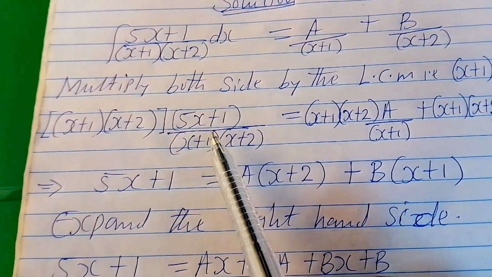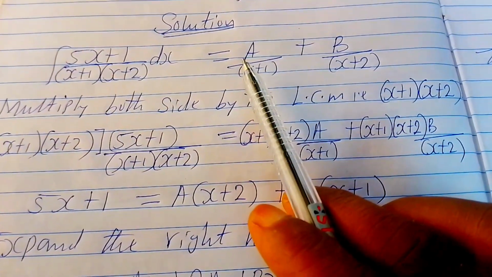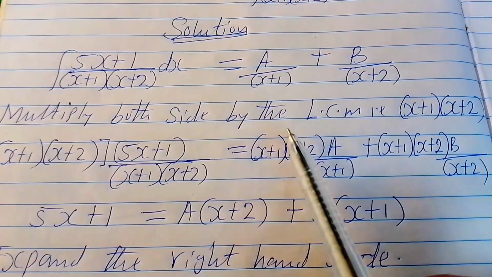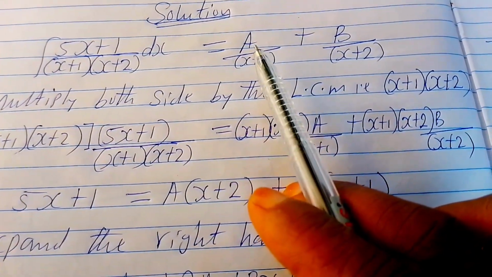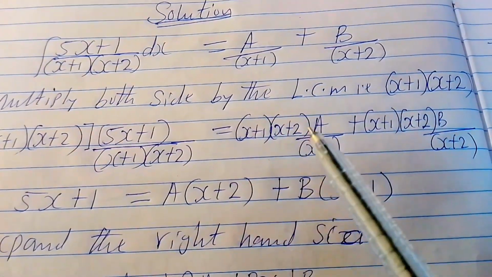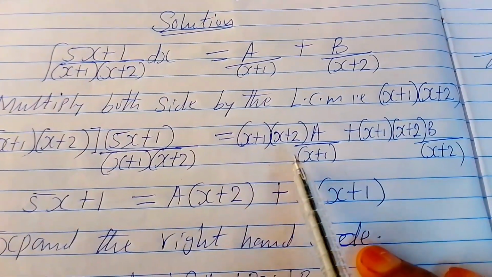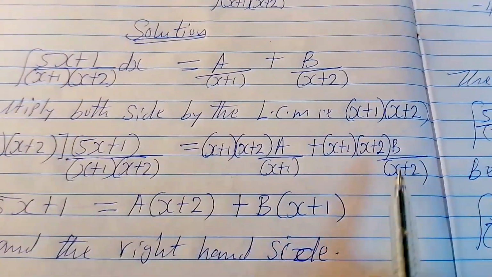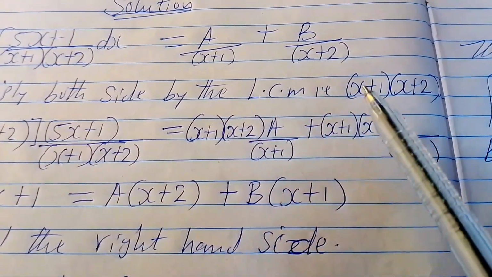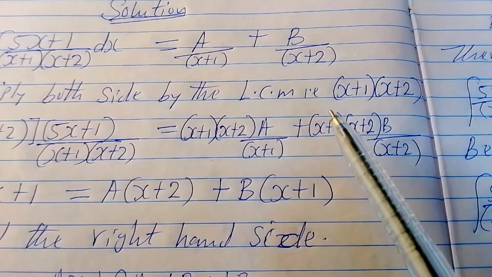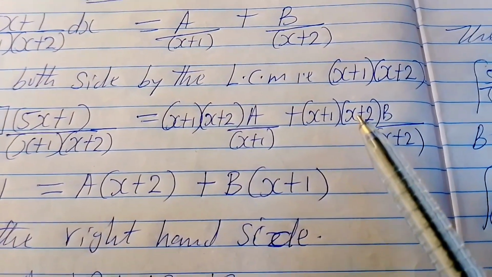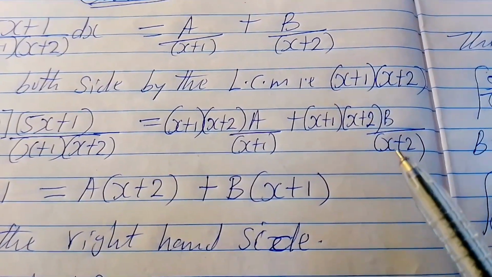Now after multiplying this one, we come to the right hand side. On the right hand side, we know that the terms are separate because of the addition sign. So let's multiply the LCM by the first term: (x + 1)(x + 2) multiplied by A over (x + 1). We are done with this. Then plus we also multiply the LCM by the second part, which is B over (x + 2). So we have (x + 1)(x + 2) multiplied by B over (x + 2).